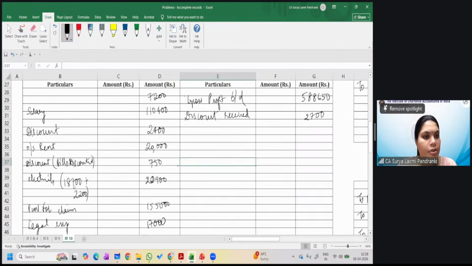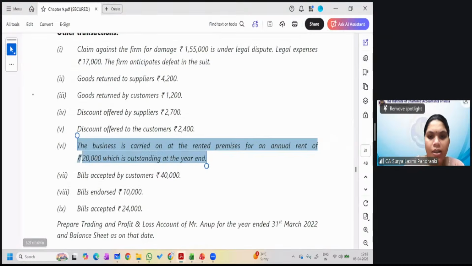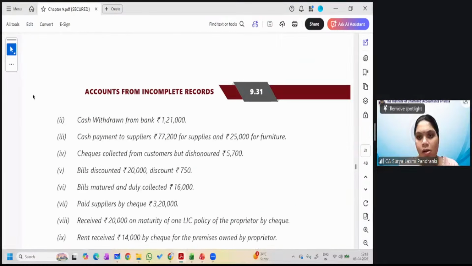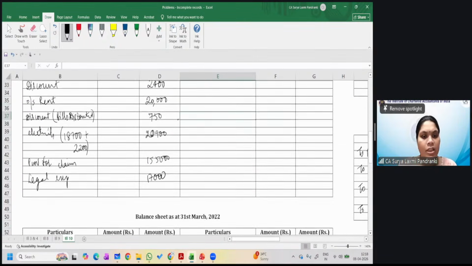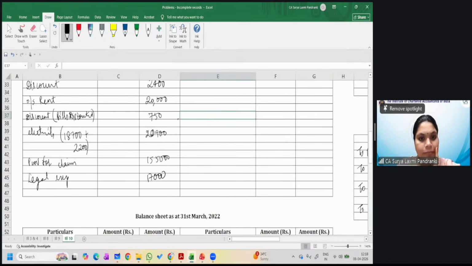Provision, outstanding rent. The 7,200 is what is that? Shop expenses. See what is the net profit? 257,700. Is it right? Did everyone get the same answer?